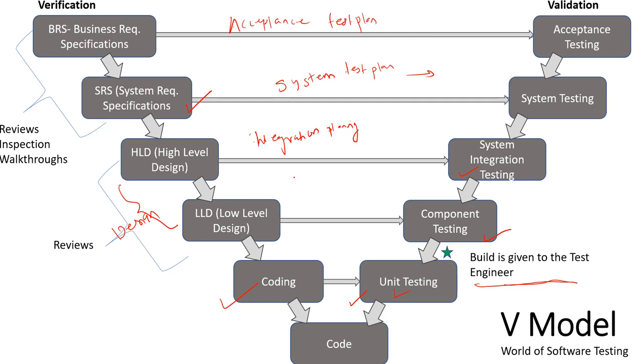So this basically tests the application with respect to the HLD, that is high level design, with the integrated modules. So system integration testing is associated with the architectural design phase or the high level design phase. The integration tests are performed to test the coexistence and communication of the internal modules within the system. The system testing is directly associated with the system design phase.